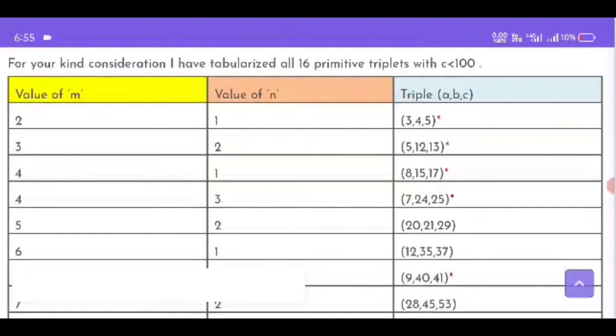If I take n 1, I can take m 4 also: 4, 1 gives 8, 15, 17. If I take m 4, then n 3 I can take. Actually I am taking the value of m and lowering the value of n so that they are not both even or both odd. So if I take m 4, it could be possible to have 4 1, 4 2, 4 3, like this. 4 2 cancels out, leaving 4 1 and 4 3. Then if I take m 5, then 5 2 remains: 20, 21, 29. Actually 5 4 can also go.